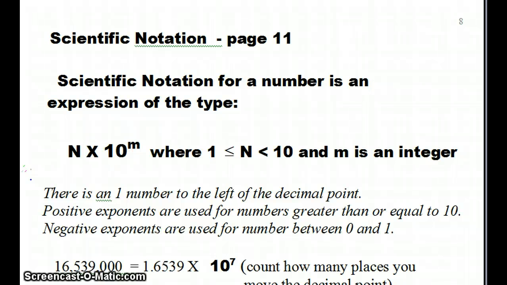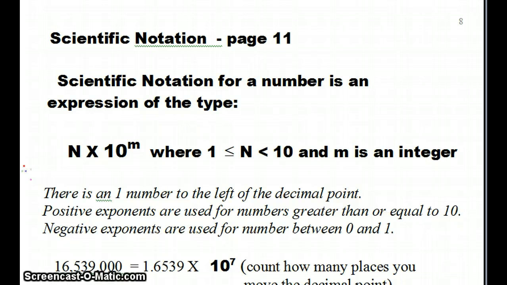On page 8, we want to talk about the idea of scientific notation. It's on page 11 of your textbook and page 8 of your lecture notes. Scientific notation for a number is an expression n times 10 to the power of m, where that number in front is a number which can be equal to 1, but it's always going to be less than 10. What that means is there's one digit to the left of the decimal point.